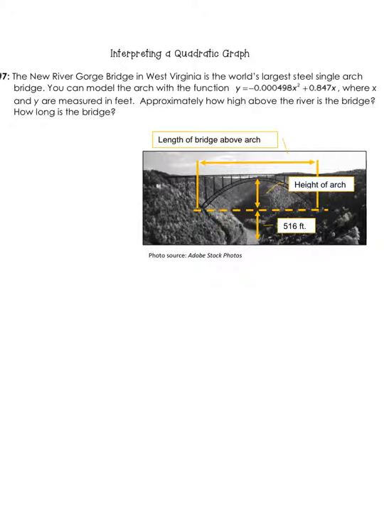So it says, the New River Gorge Bridge in West Virginia is the world's largest steel single arch bridge. Well, that's interesting, but okay. You can model the arch with a function here. Now this is a quadratic because the x is being squared. So that's something important that I'm going to highlight. Then I'm looking for parts that I need to know. So continue reading.